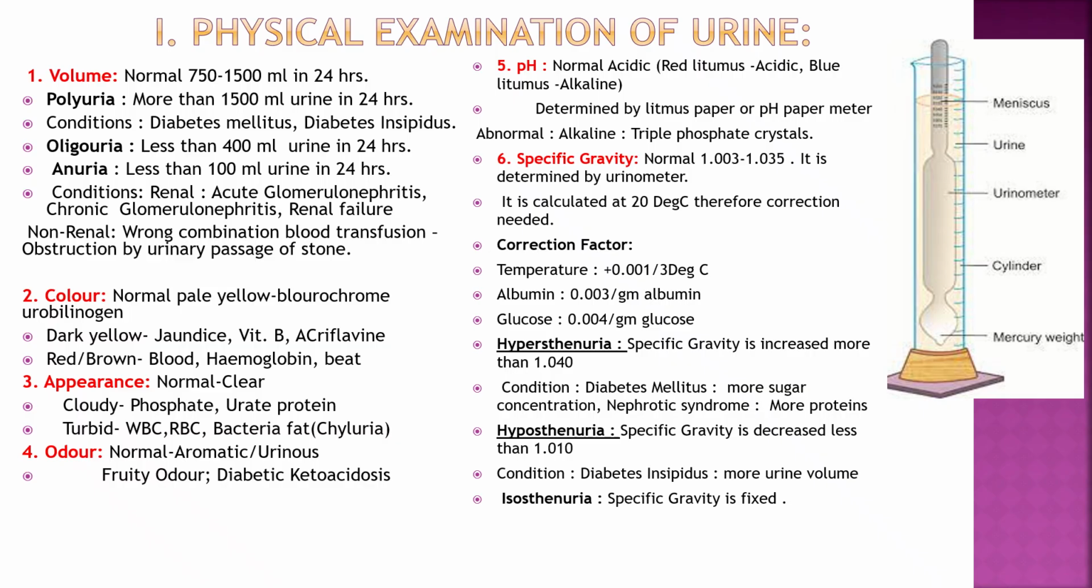So anuria means almost absent urine, less than 100 ml in 24 hours, and it is seen in renal failure or renal conditions like glomerulonephritis, chronic glomerulonephritis. Some non-renal conditions are there in which you can see anuria, that is less urine production. So it is mismatched blood transfusion reaction or obstruction in urinary passages by stone.